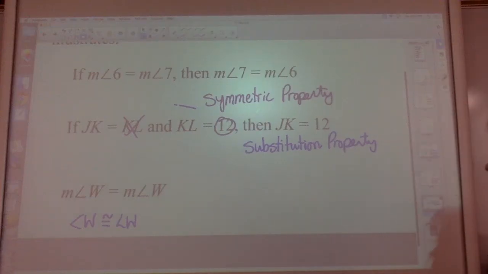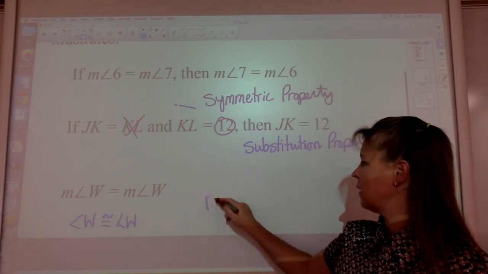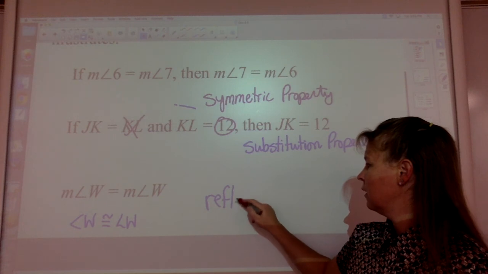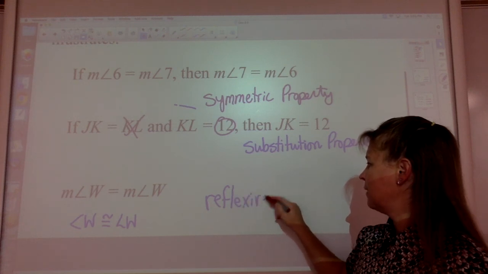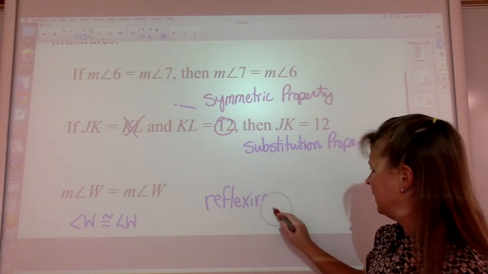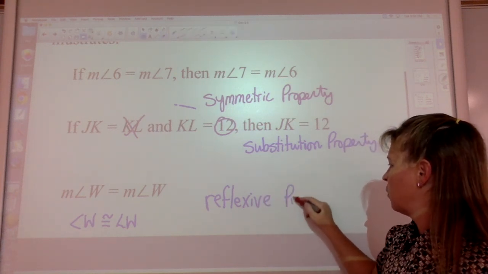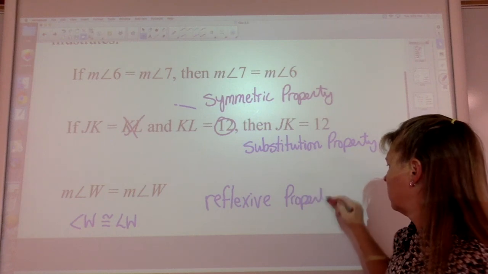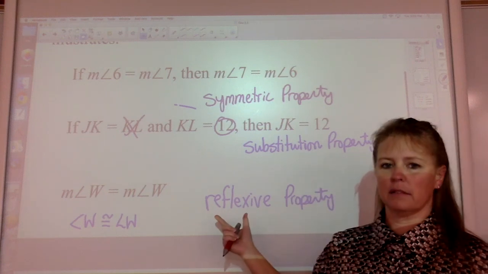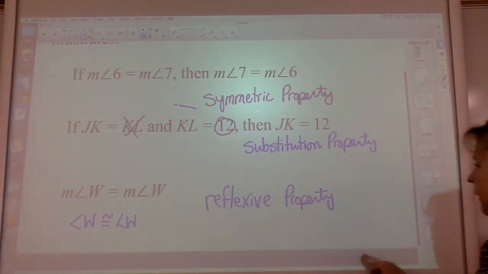We were almost done. Why is anything equal to itself? As I was saying, please use your cheat sheet and look this up. It is not the reflective property. It's the reflexive property that looks like an R. Reflexive property. It's reflexive. Anything is equal to itself or anything is congruent to itself.